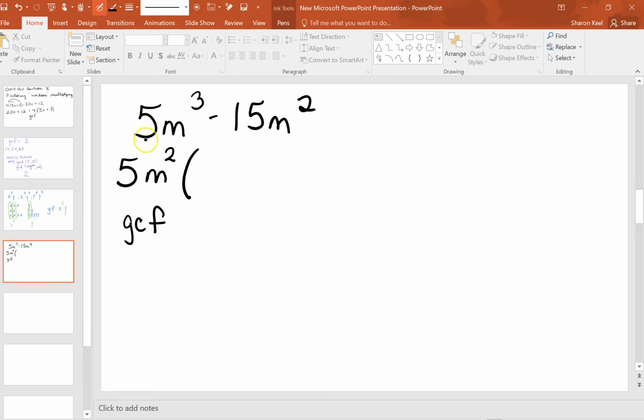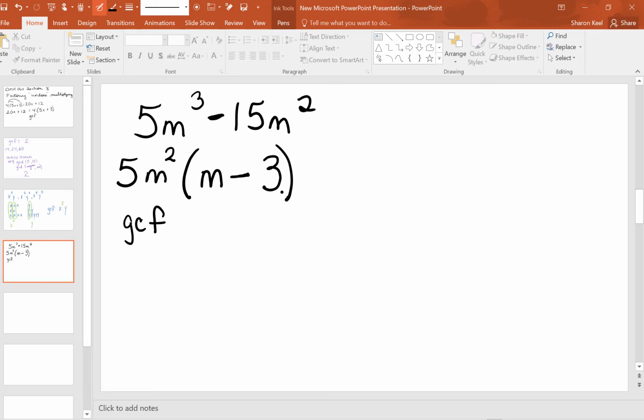If I factored 5 from 5, it's 1. And if I take 2 m's away from 3, I'm left with a single m. Then I have my minus sign. 5 goes into 15 3 times. M squared goes into m squared. It cancels out. So my answer is going to be 5m squared, parenthesis, m minus 3, close your parenthesis.